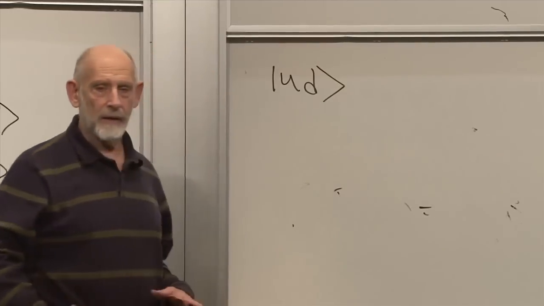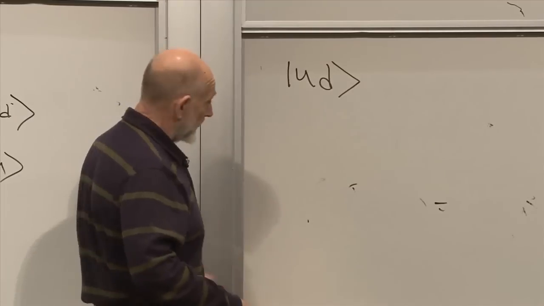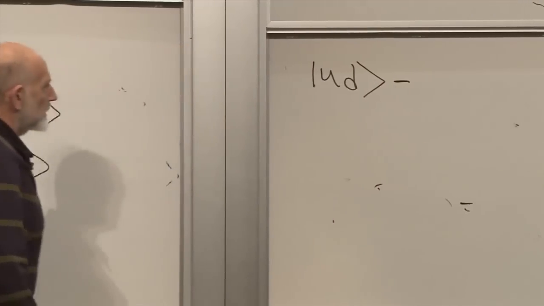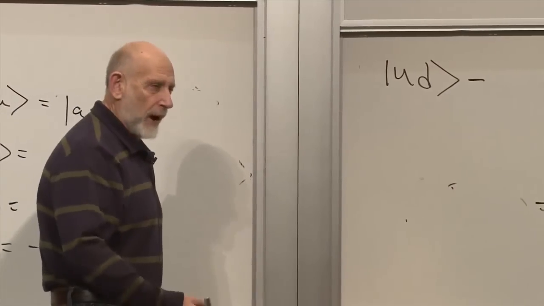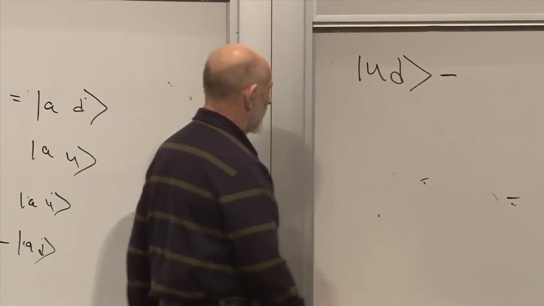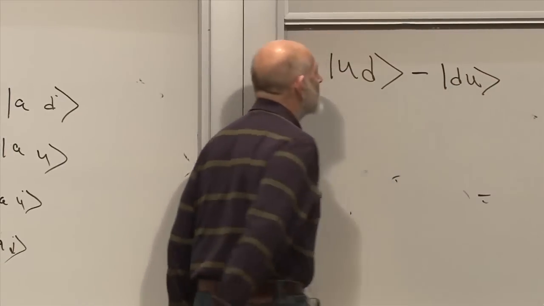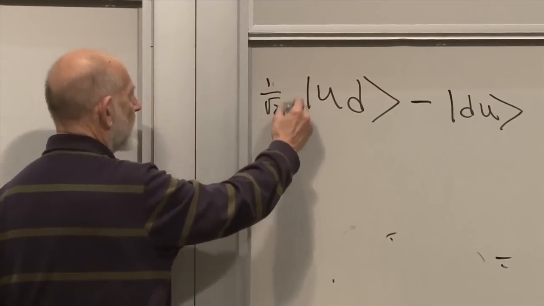There are many highly entangled states, maximally entangled states. I'm writing one particular one, minus, and I'm putting the minus here just because I happen to know that it has a particular property, which is not so important at this stage. But let's put the minus there. Minus down up. 1/√2, of course. 1/√2 times the whole thing.